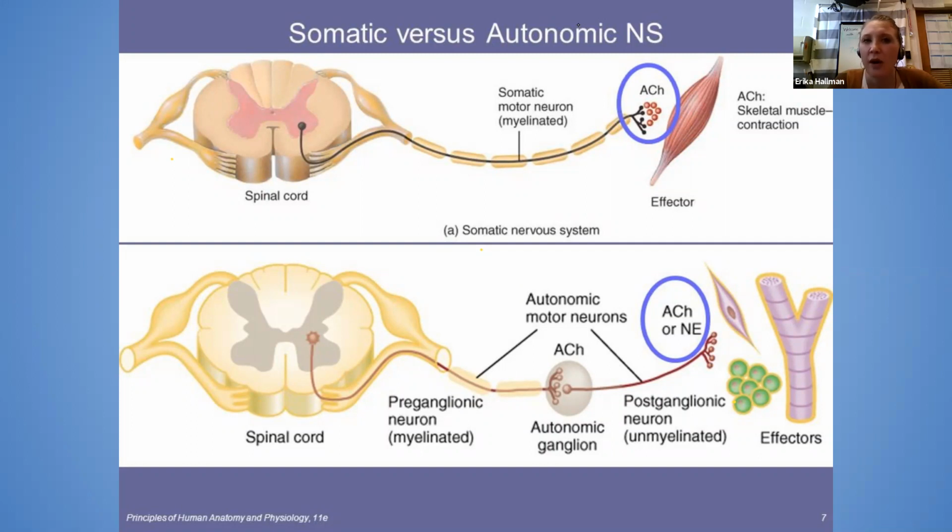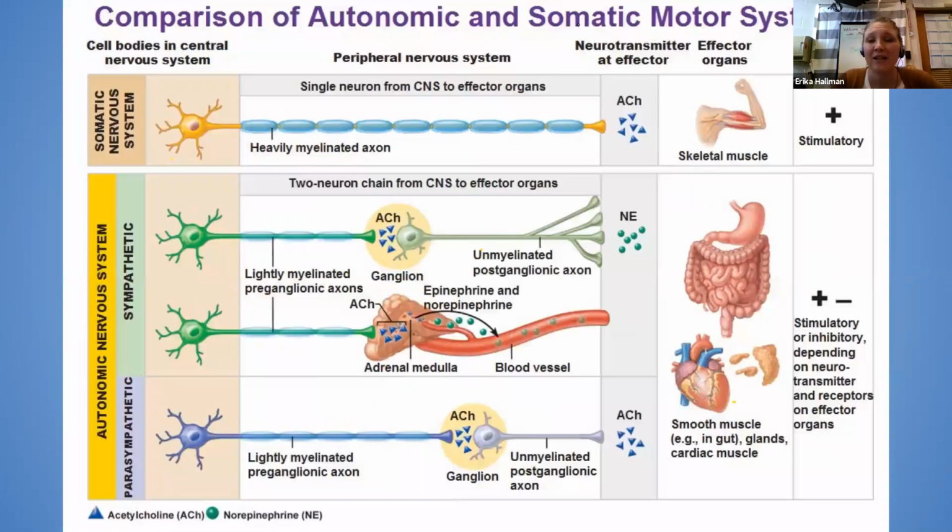So your autonomic nervous system usually has a more widespread effect. Your somatic system is usually very targeted towards one muscle or muscle group, right? Again, look on the top of the screen in this diagram, we see the somatic nervous system really is just a single neuron from the central nervous system to an effector organ. If you look down underneath that, you can see that the autonomic nervous system usually is more complicated.